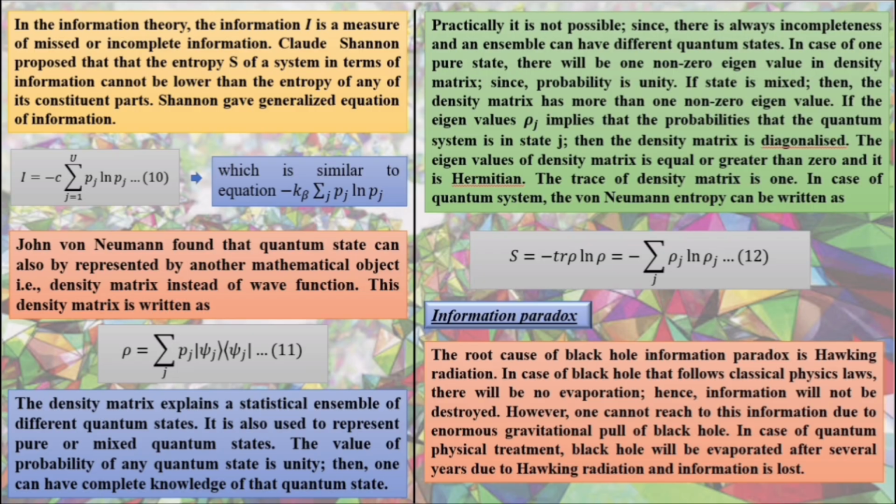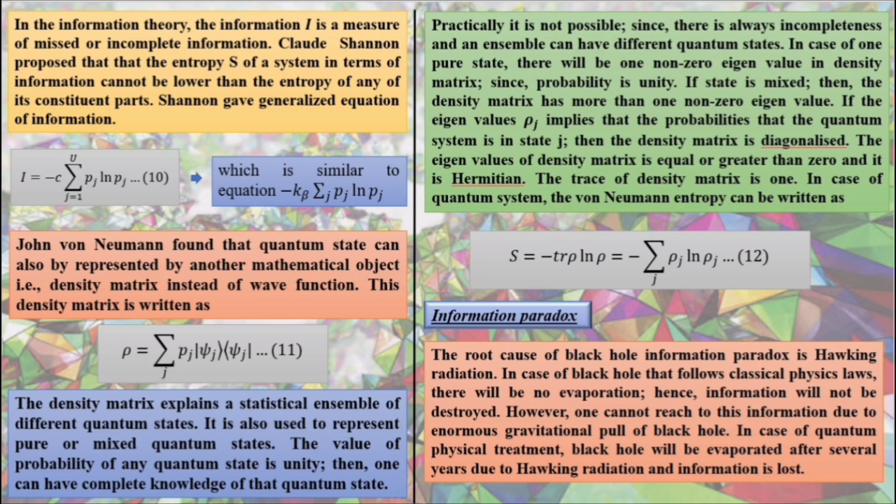In information theory, information I is a measure of missing or incomplete information. Claude Shannon proposed that the entropy S of a system in terms of information cannot be lower than the entropy of any of its constituent parts. Shannon gave a generalized equation of information, that is I is equal to minus C summation j is equal to 1 to capital U of P_j ln P_j, that is analogous to Boltzmann's equation.